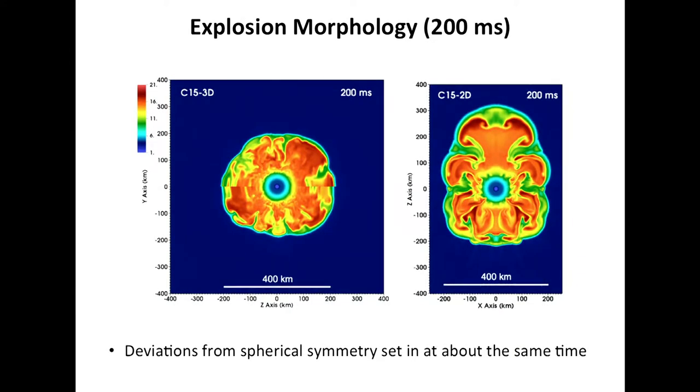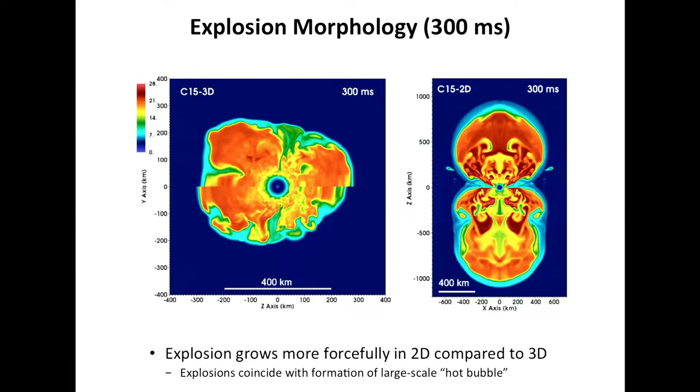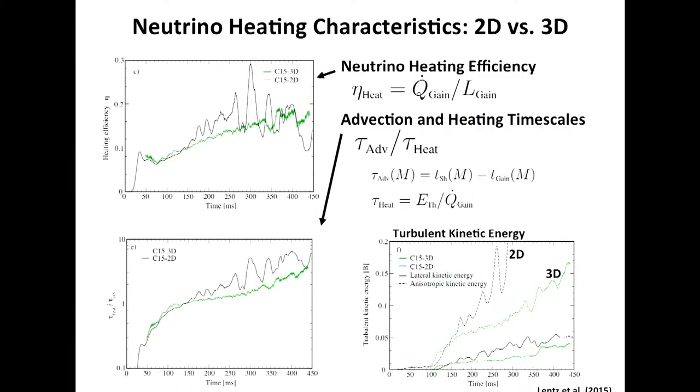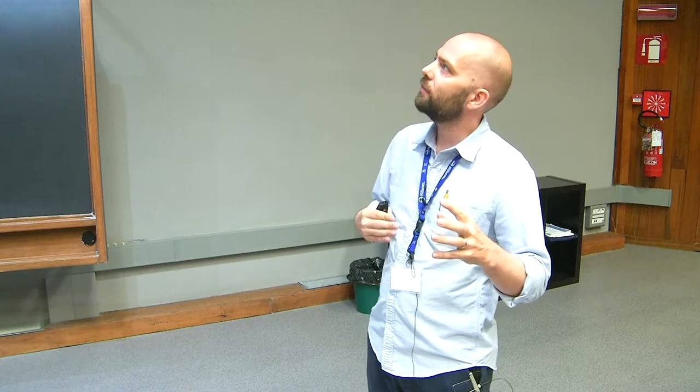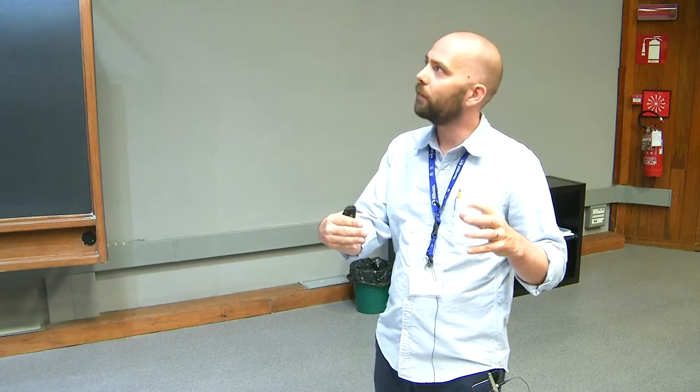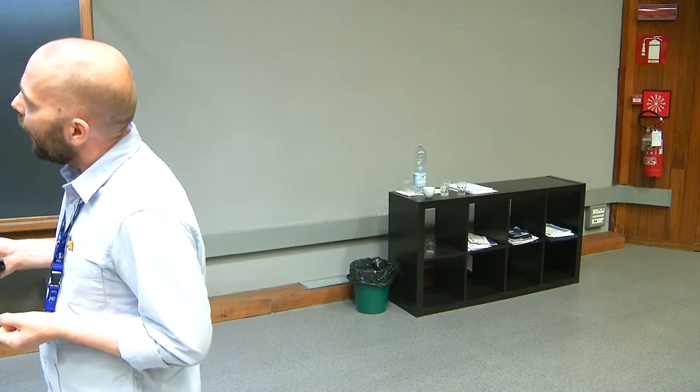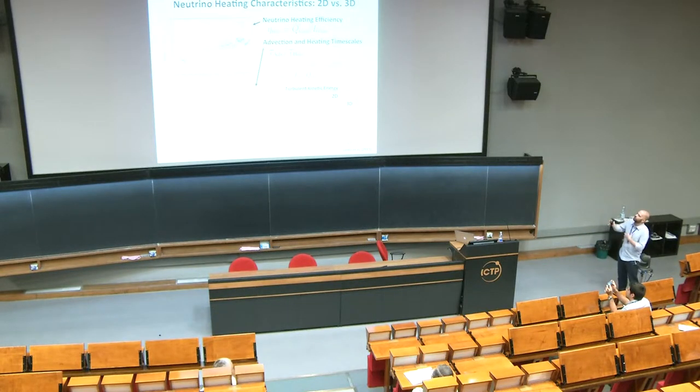This shows entropy distributions in 3D and in 2D. The instability sets in at about the same time, but it grows more forcefully in 2D. But in both cases, the explosion is associated with large bubbles. Now looking at the neutrino heating efficiency, comparing 2D and 3D. Neutrino heating efficiency is the net energy deposition by neutrinos in the gain region divided by how much is coming into the gain region from below. And we see that as you increase the heating efficiency, you get closer to explosion. And the 2D models have a higher overall neutrino heating efficiency.